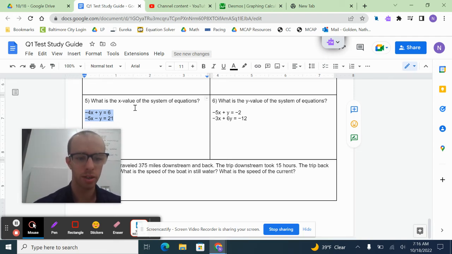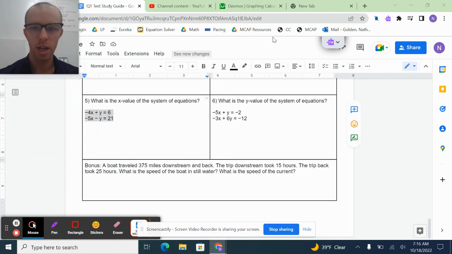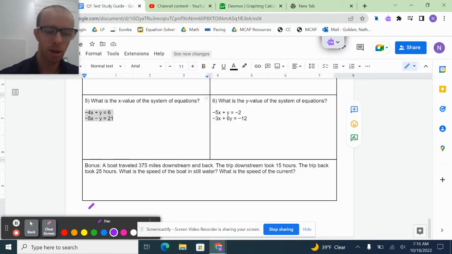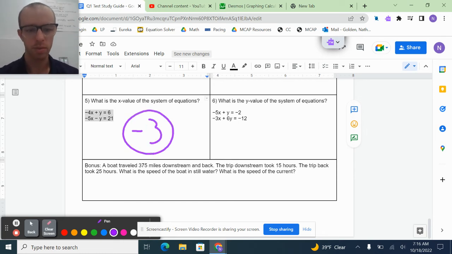Don't miss something on the test because you didn't read the question. They cross at negative 3, negative 6. And the x always comes first, so the answer here is just negative 3. Well, that's a really good circle, weirdly.